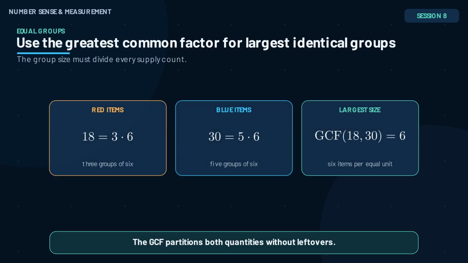Suppose 18 red items and 30 blue items must be arranged using the largest identical group size with no leftovers. The group size must divide both counts. The greatest common factor of 18 and 30 is 6. 18 makes 3 groups of 6, and 30 makes 5 groups of 6.